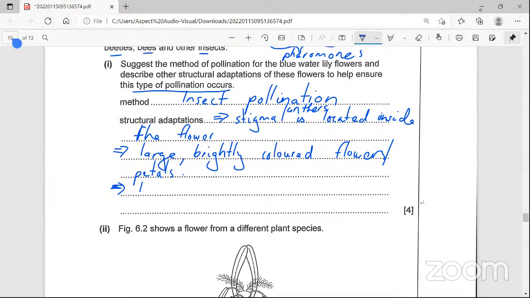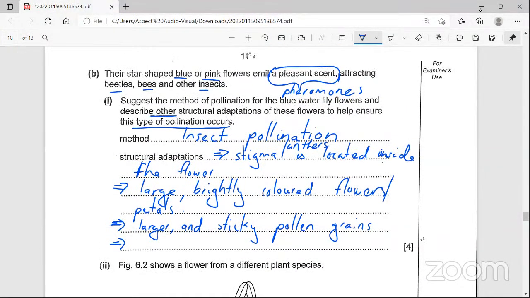So I believe they're also larger and sticky, the pollen grains. Anything else? Or is that all we have? Right. So remember, like the flowers are also scented. We can't state scented. They said other structural adaptations. So you can't mention anything to do with scent, like your nectar. Are we together, guys? So these are the ones that you need to mention.